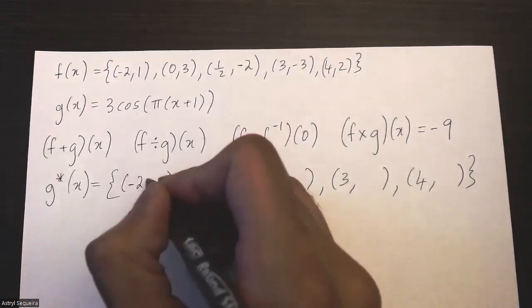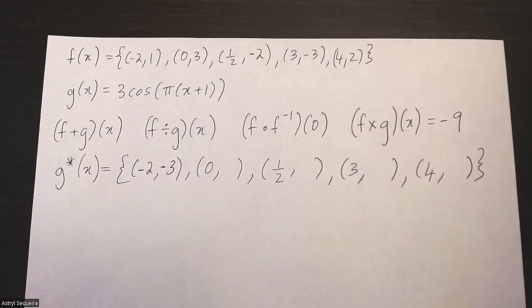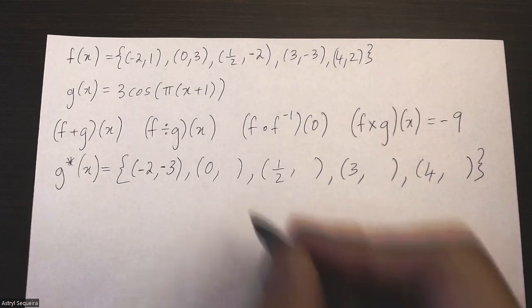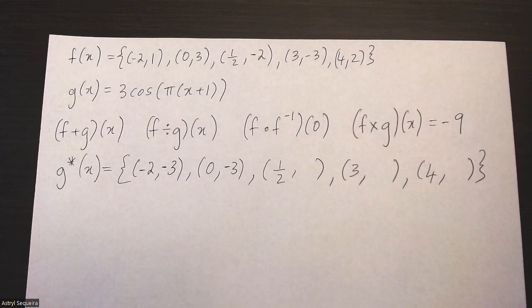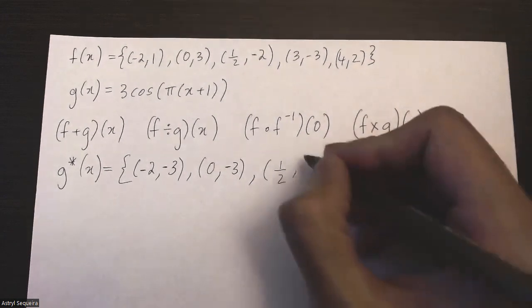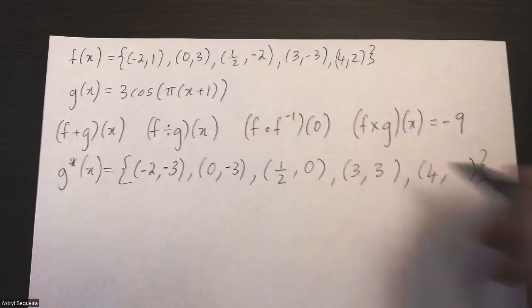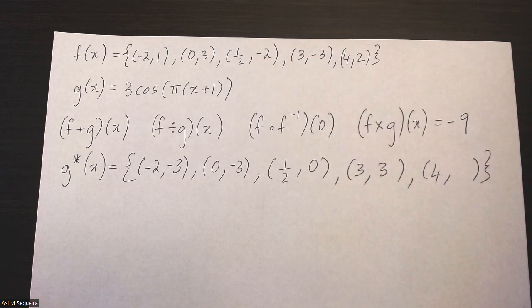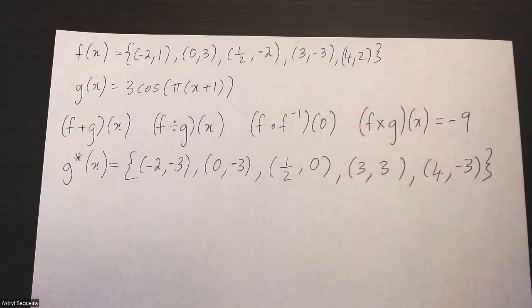For the first one, I get -3. Second one, I also get -3. Third one, I get 0. Fourth one, I get +3. And fifth one, I get -3.